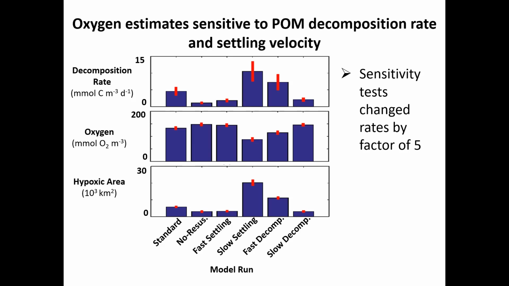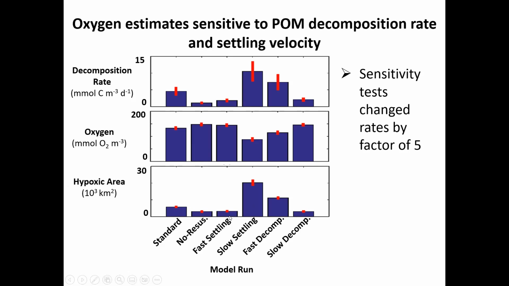And so if you change your rates, here you're looking at estimates of remineralization. Sorry, I was talking to geologists for this. So this is remineralization rate, oxygen concentrations, and hypoxic area for these different model runs. So you have the standard model run here. When you turn off resuspension, you get a lower remineralization rate, higher oxygen concentrations, and lower hypoxic area.